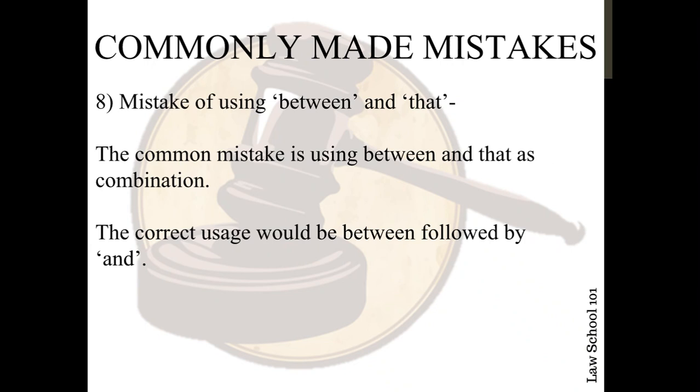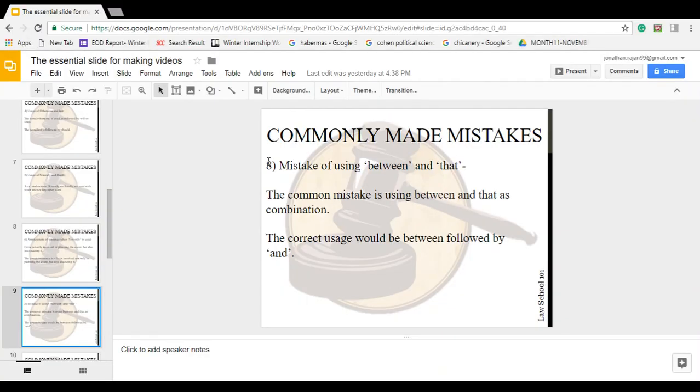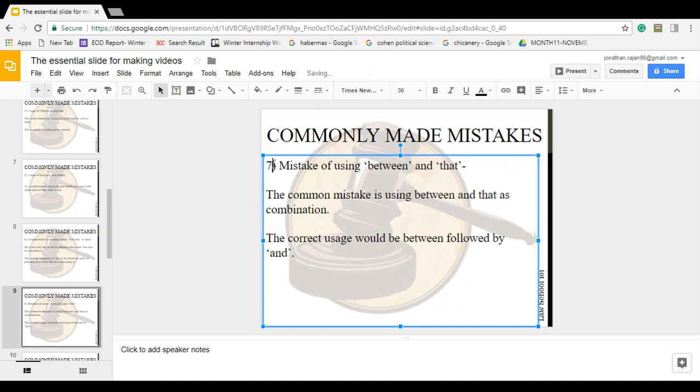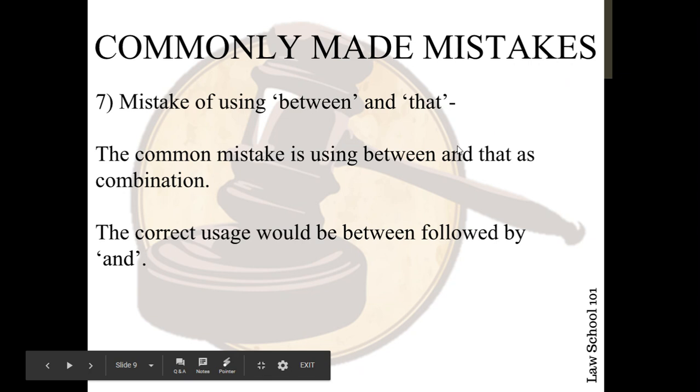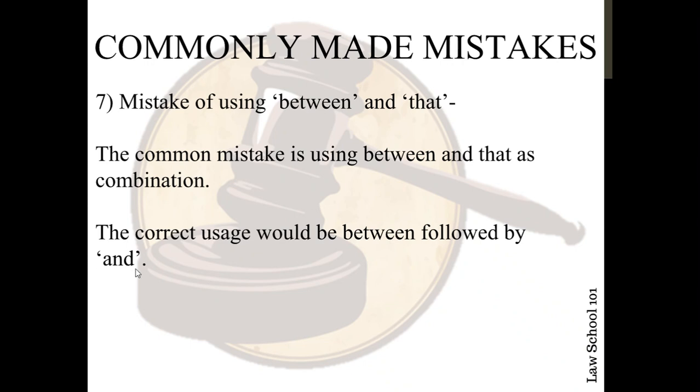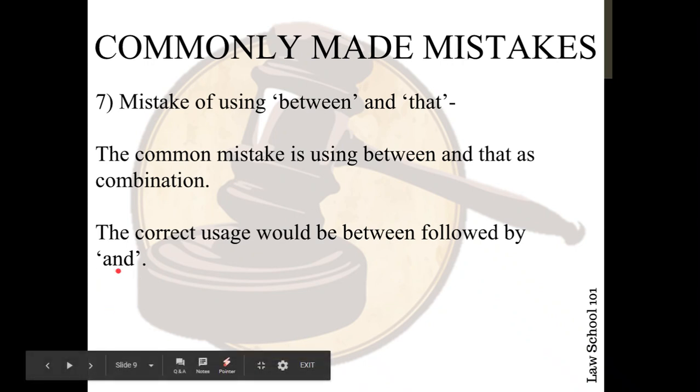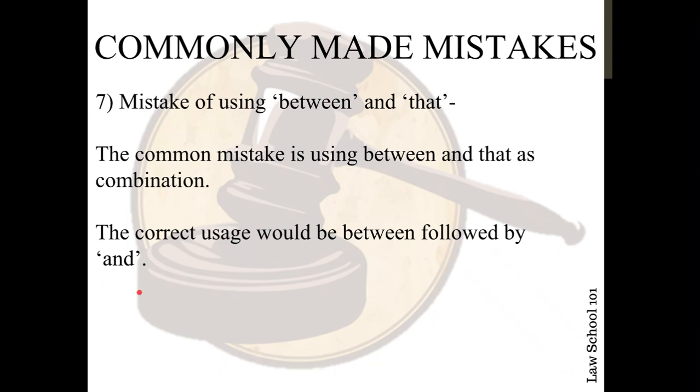So the mistake of using "between" and "that." So the common mistake is using "between" and "that" as combinations. There's a mistake here. We used 8 instead of 7th. So let's look at the 7th mistake: using "between" and "that" as a combination. The correct usage would be "between" followed by the word "and." And if you don't find "and," it points to somewhere the sentence being wrong. These are mistakes which are not clearly visible, because these are not normally used in spoken English.